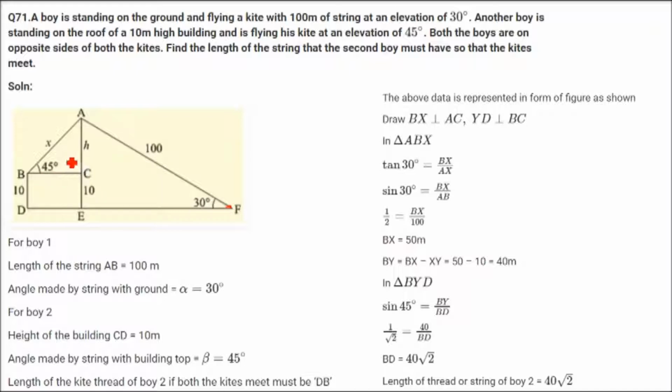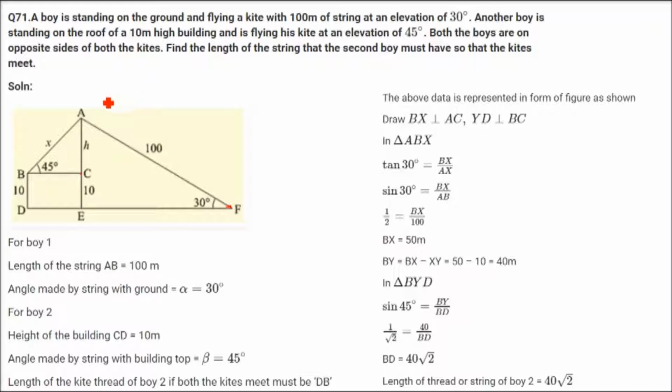Another boy is standing on the roof of a 10-meter high building. So there is a boy who is standing over the top of a 10-meter high building, and he's also flying a kite. So this kite is flying, and here is the other guy. Now he's making an angle of 45 degrees. Elevation of the kite is 45 degrees. Both the boys are on the opposite side of both kites. So here is one kite, here is the other kite. So they are on the opposite side.